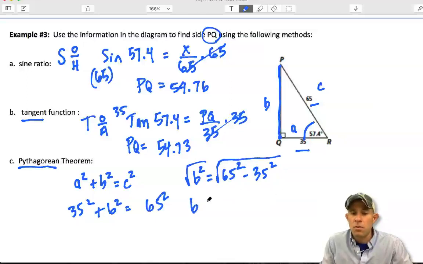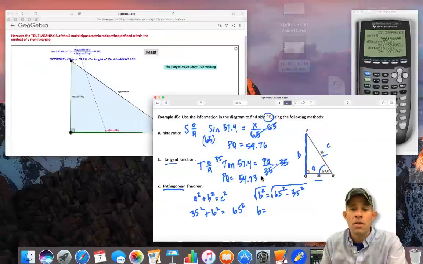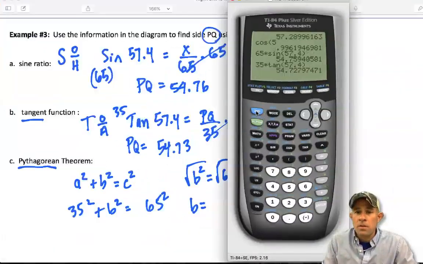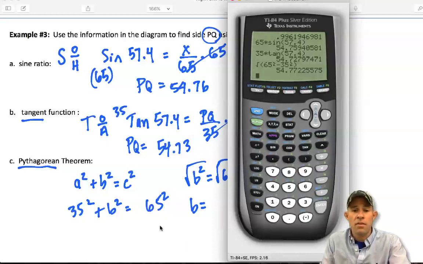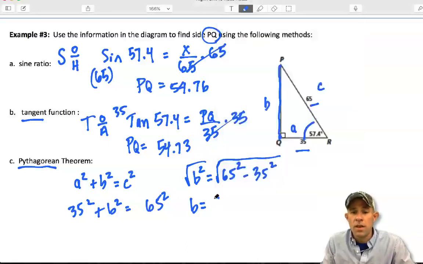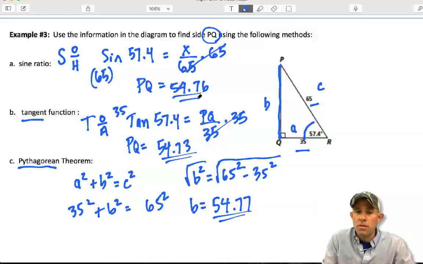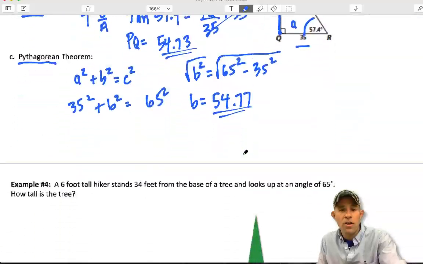So we're going to take the square root of both sides. So b should be equal to the square root of 65 squared minus 35 squared. So tap that into our calculator here. We got the square root of 65 squared minus 35 squared, and that's going to give us the length of 54.77. So once again, you see that all three measurements and techniques come out to give you fairly close results. All right, let's try another example here.